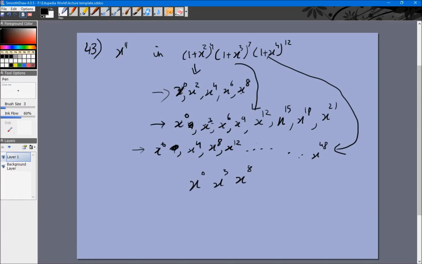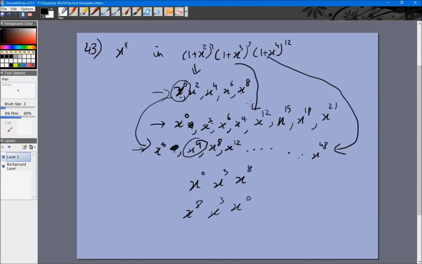Let's move on to what if we have x to the power 0 here and x to the power 0 here. Then we need x to the power 11 here, which we don't have. What if we take x to the power 0 here and x to the power 4 here? Then we need x to the power 7, which we don't have with this one. What if we take x to the power 0 here and x to the power 8 here? Then we need x to the power 3. So again we get x to the power 8, x to the power 3, x to the power 0.